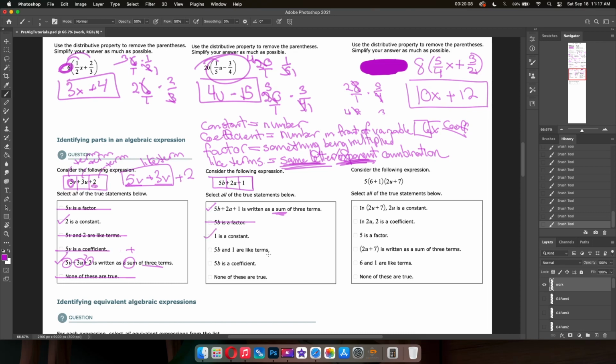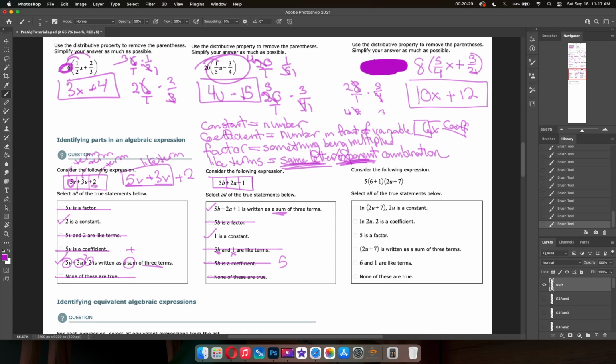5b and 1 are like terms. Nope. One of them has a b and the other one doesn't. That's why it fails. 5b is a coefficient. Nope. 5 is the coefficient, not 5b. That's what makes the difference. Then, here we go. Here's something that has some factors. This will be fun. All right.